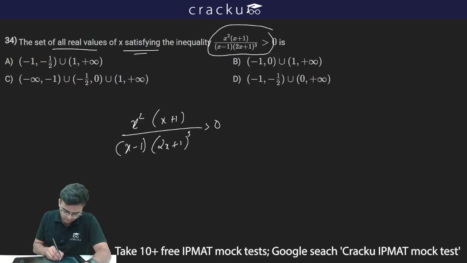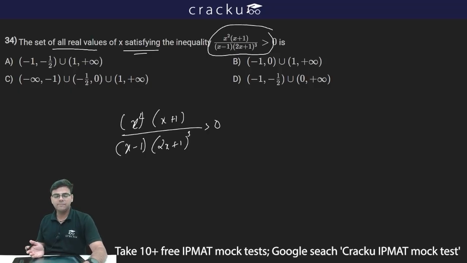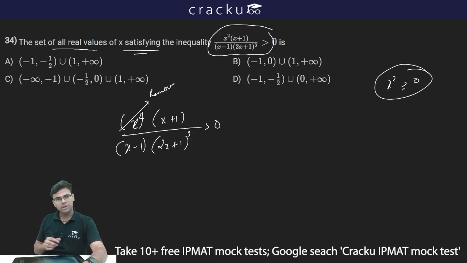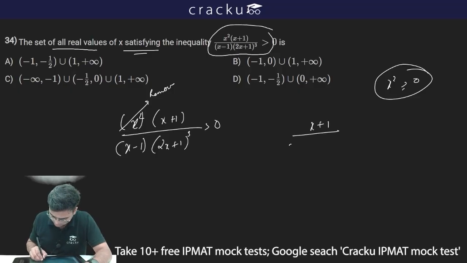Now firstly, if I see this x square, for any value of x, x square is always greater than or equal to 0. x square will always be positive. Thus I can just remove this term. I don't need to consider this because this will always give me a positive number. So the only part which is left is (x plus 1) upon (x minus 1) into (2x plus 1) whole cube should be greater than 0.